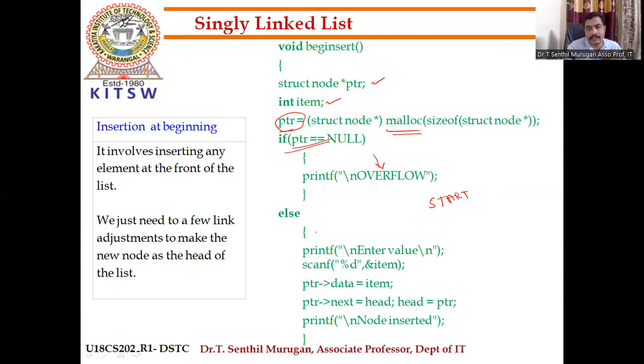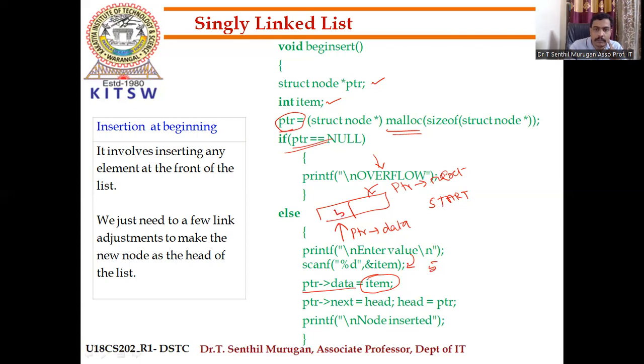Otherwise it will return some value, which means the memory is allocated and the node is created. After that we get one item value, the value we are storing in the node. Simply, this portion is considered as pointer to data, and this portion is considered as pointer to next, because we created the next pointer. The pointer to data is the item, whatever value we get will be stored. For example, if you give the value 5, 5 will be stored here.